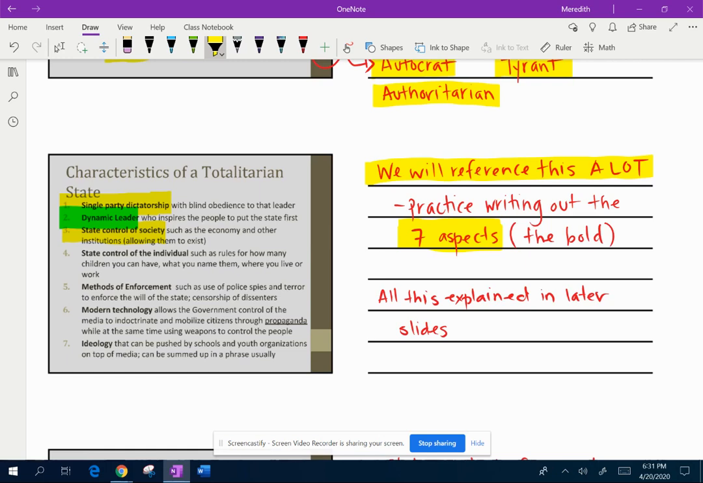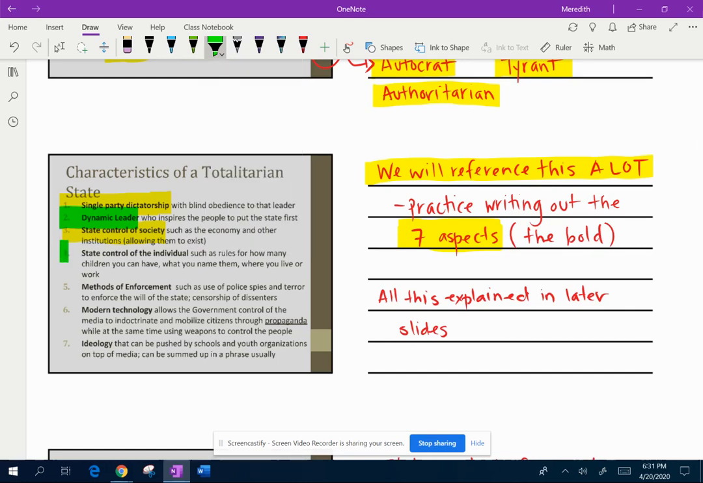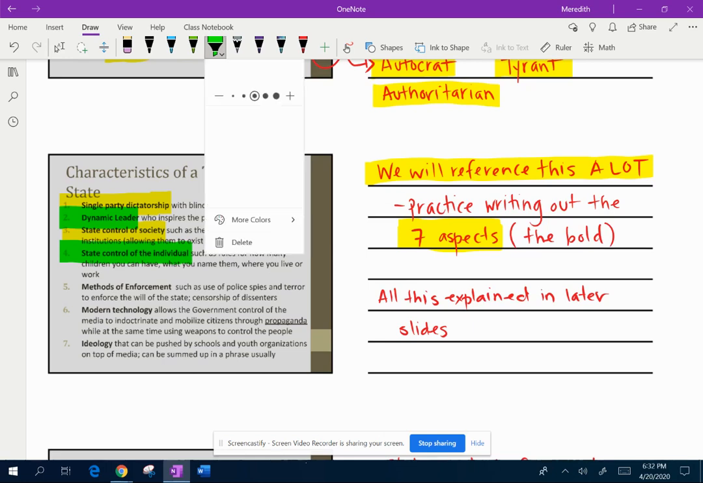So the state controls what you're allowed to do, where you're allowed to go, because they're the ones that said that it's allowed to be there in the first place. Okay. State control of the individual is also a little bit difficult to explain, because I know every one of us sits at home and is like, the government can't control me. I'm my own person. But they give you rules, rules for how many children you can have or you should have, what you should be naming them, where you live, where you work. It really is very suffocating.